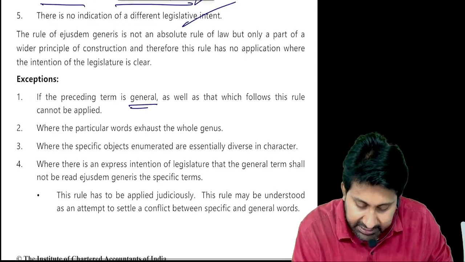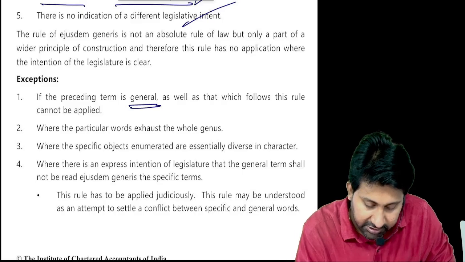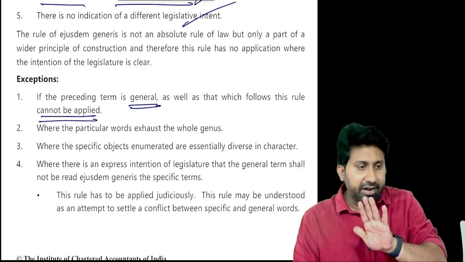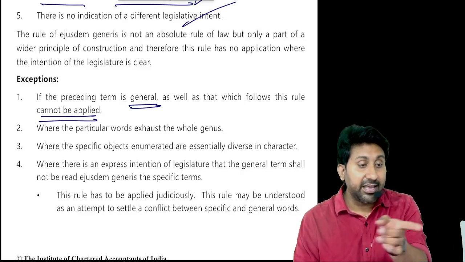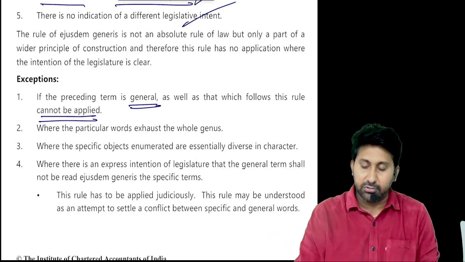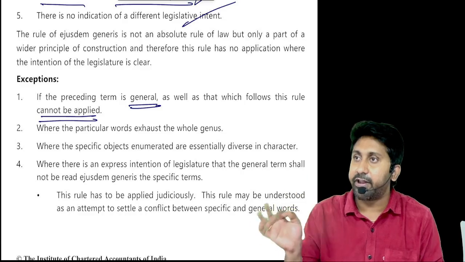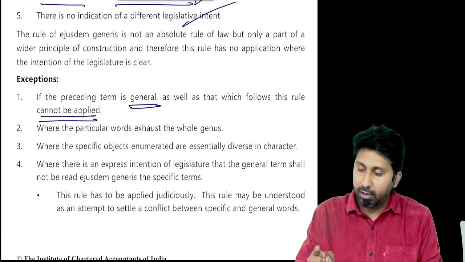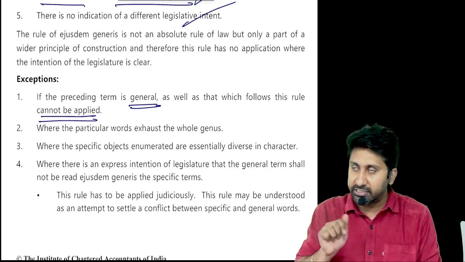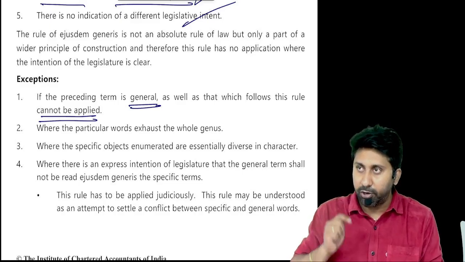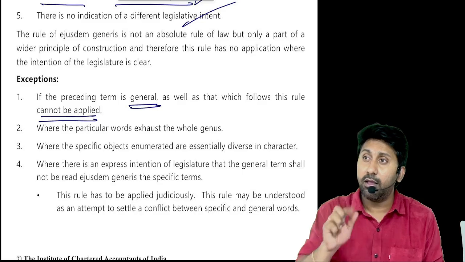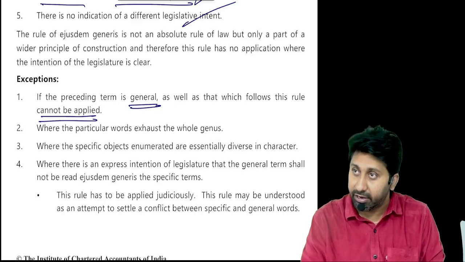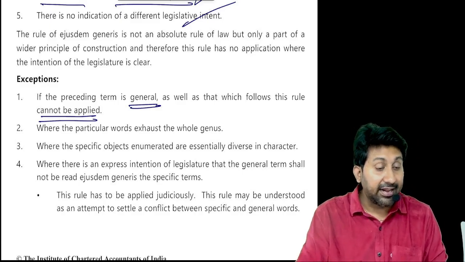If the preceding term is general as well as that which follows, this rule cannot be applied. Okay, meaning what? General word A, but it is not used in the sequence. Example I will tell you. See here, I said this train goes from Kanchipuram via Tirupati via Nasik, like that I said.